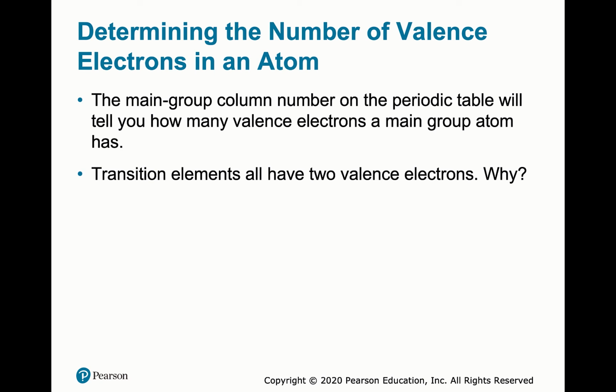So how do you determine the number of valence electrons in an atom? It's the group moving across. Alkali metals have 1, alkaline earth metals have 2, the boron family has 3, and the carbon family has 4, and so on. The transition elements all have 2 valence electrons. Why? Because of the principal quantum number. Remember that with the rows? The principal quantum number is higher for the s orbital than it is for the d orbitals in the transition metals.